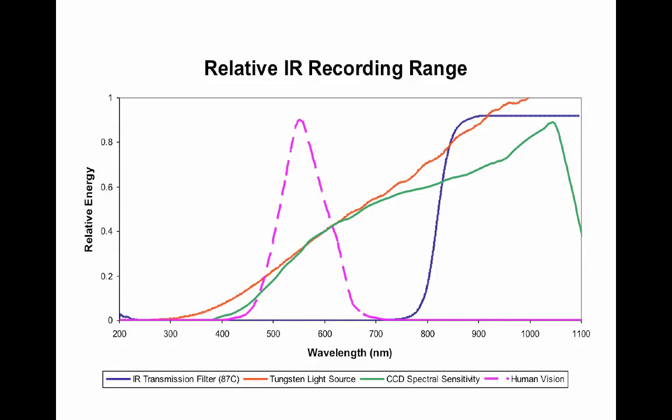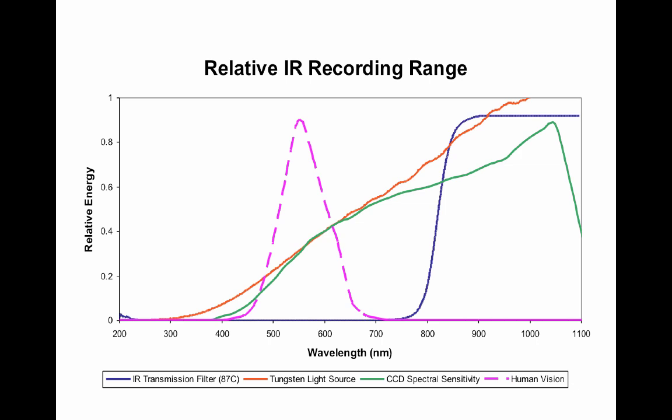Okay, so what I'm doing here now is I've overlaid those first three parameters. There are four lines there. The pink dotted line is our human vision, which we saw before. Our human vision is very sensitive in the green, but it's only sensitive between 400 and 700 nanometers. But the other three parameters are very important. When we combine these optical parameters, we can actually start to see what we're actually recording.